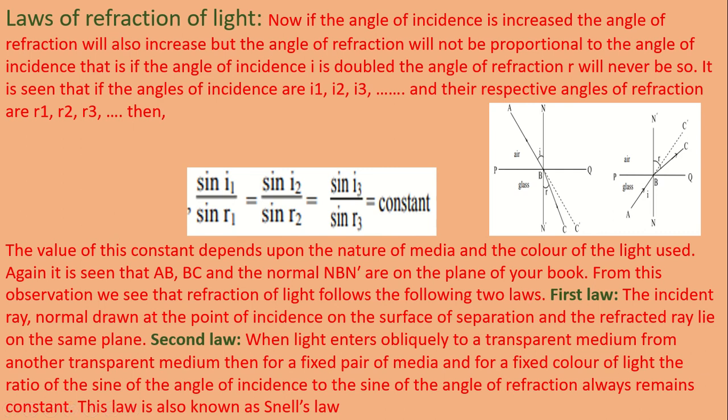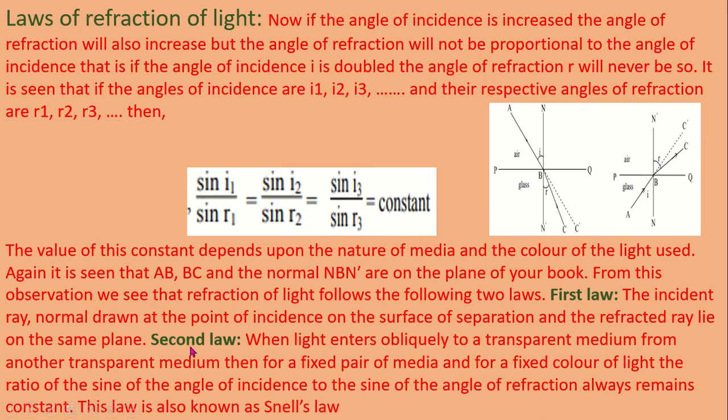First law: the incident ray, the normal drawn at the point of incidence on the surface of separation, and the refracted ray all lie on the same plane. This is the first law. Look, in this figure also, light is incident from the glass medium to the air medium, that means from denser to rarer. So the incident ray, normal and the refracted ray all lie on the same plane.